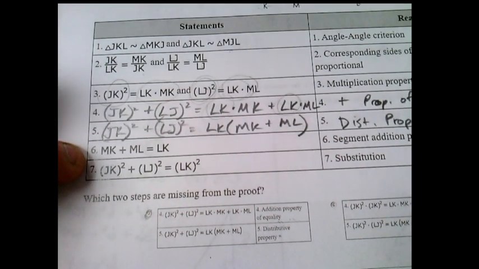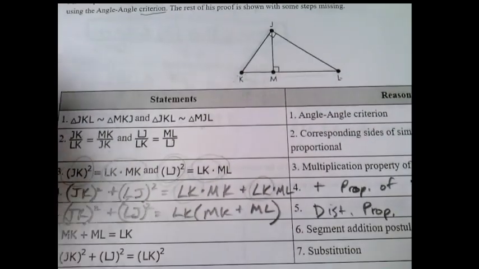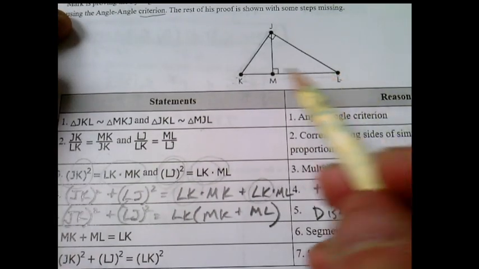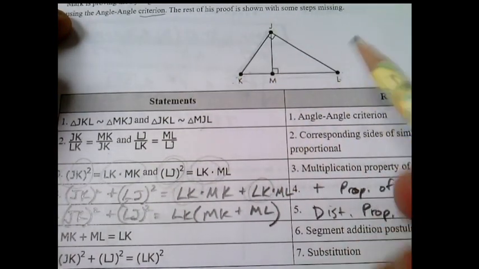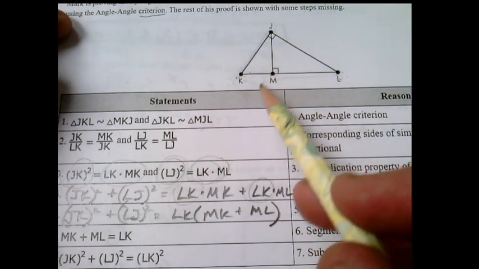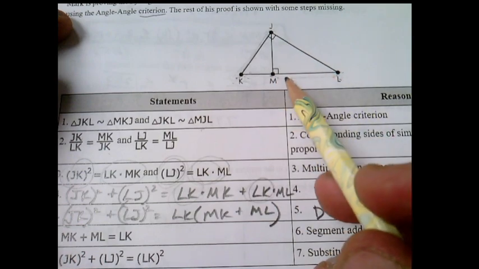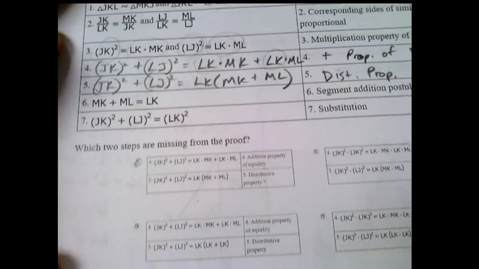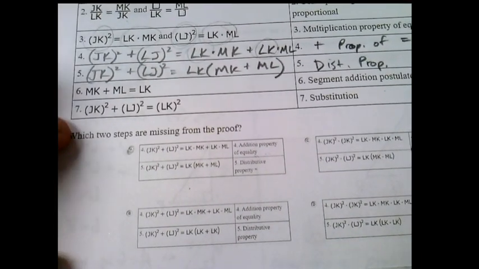Now, to finish this up, just so that we're thinking in terms of a proof here, here's what they did next. They have this whole segment, LK. And they said, you know what? LK is made up of ML and KM. So those two segments together are going to equal that entire segment right there. Again, that's the segment addition postulate.